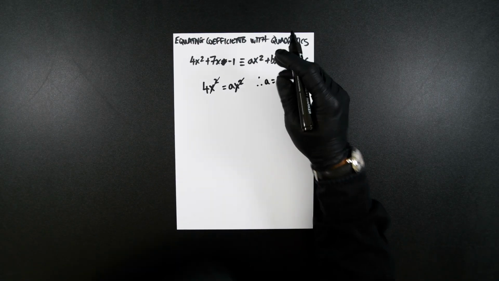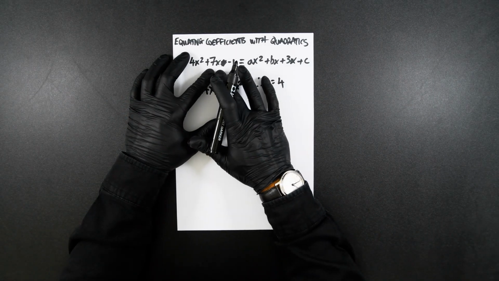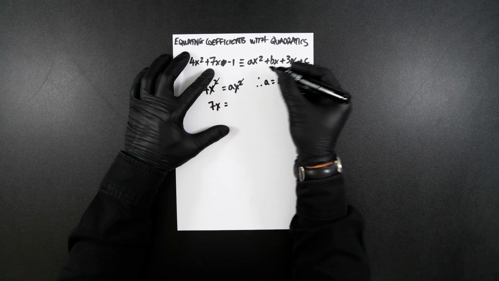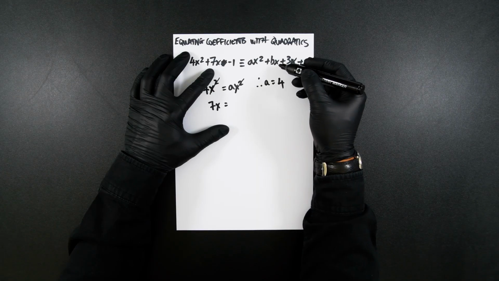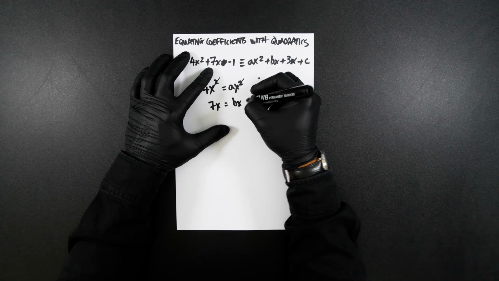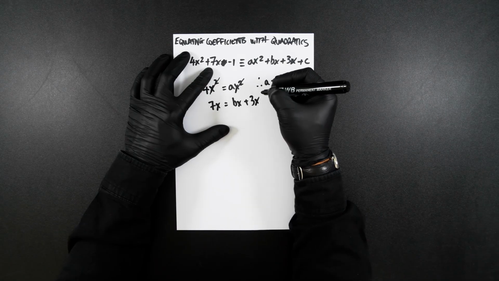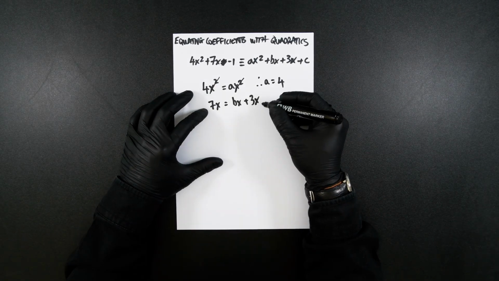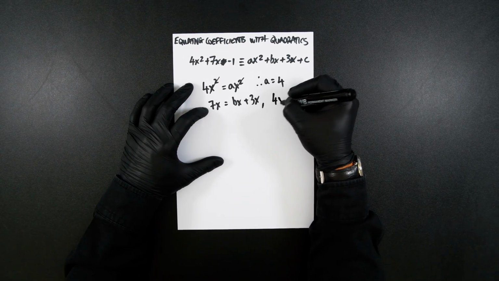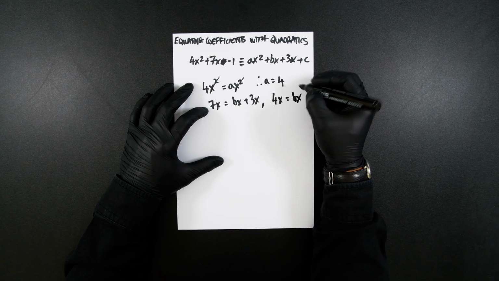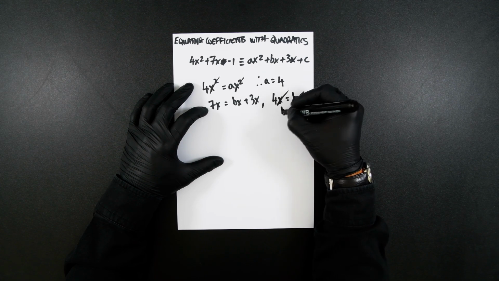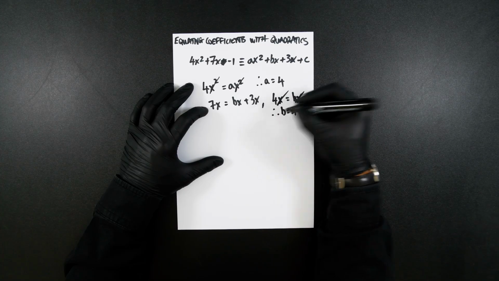So now the second part would be to make everything on the left-hand side with x terms equal to everything on the right-hand side with x terms. So we've got a bx and a 3x. So 4x equals bx plus 3x. We can now use simple algebra to solve this. Subtract 3x from both sides, you're going to get 4x equals bx, and if you now divide everything by x, these go away and you get b equals 4.